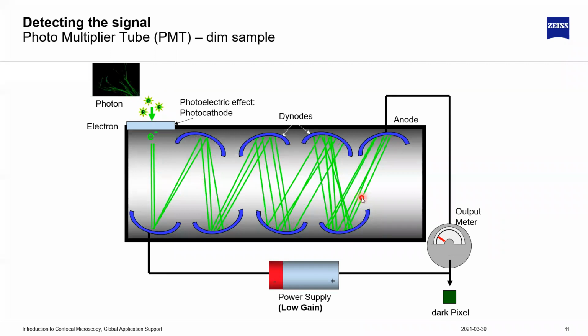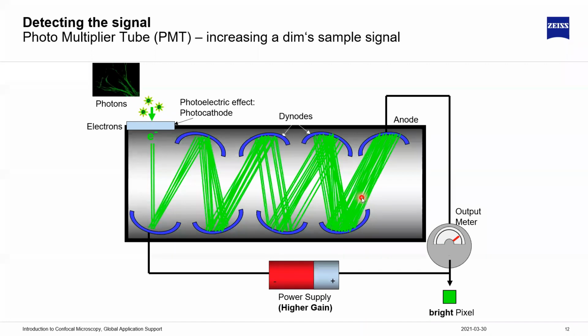What I can do, if I don't want to increase the laser power, if my sample is sensitive, I can actually increase the gain of my detector. So I'm increasing this multiplication of the electrons inside the PMT, inside this photomultiplier tube, to increase the signal from my dim sample. So with the increased gain, I will get a brighter pixel.